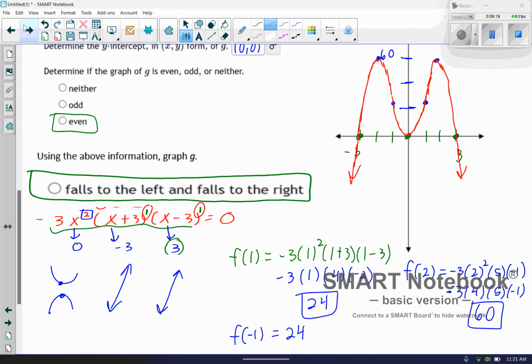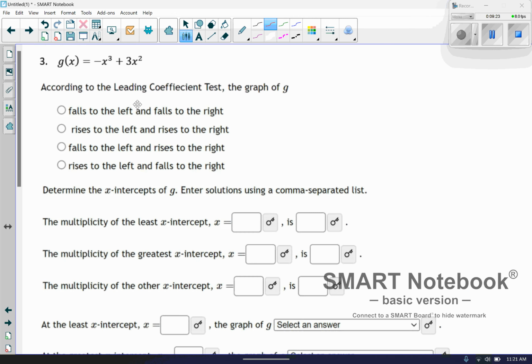All right, I think I've got 2 more of these for us to check out. So here's another one. We start by looking at the term with the highest power. That's going to help us determine its behavior. So we know there'll probably be some ups and downs. But to the right, since it's negative, it's going to fall. And since it's odd, it will have the opposite effect to the left.